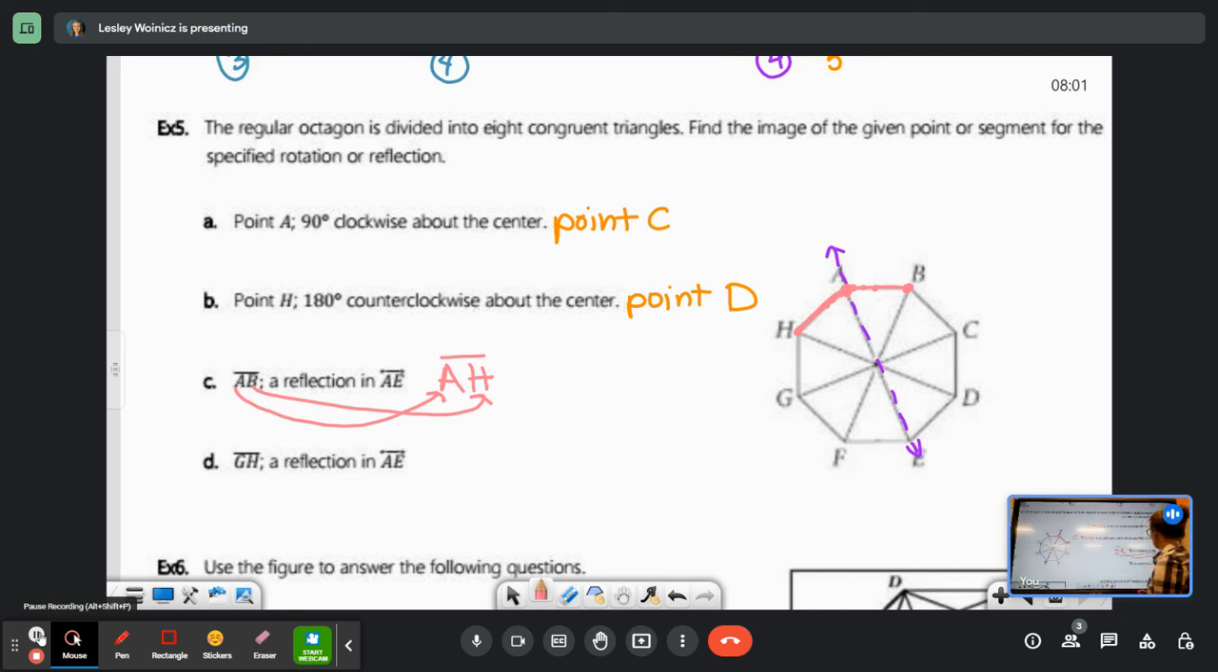All right, GH, reflecting in AE. Oh, I should have erased AE. Okay, here's AE again. GH is, where is it? Over here. So, look at this. H is going to go to B, and G is going to go to C. So if the G is first in the GH, I'm going to write the C because that corresponds to the G. So I'm going to write the C and then the B.